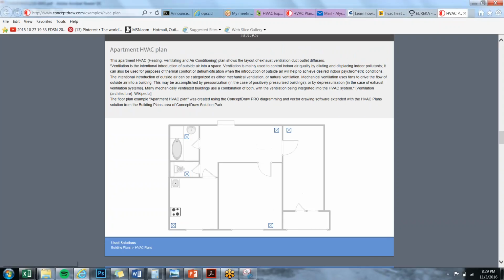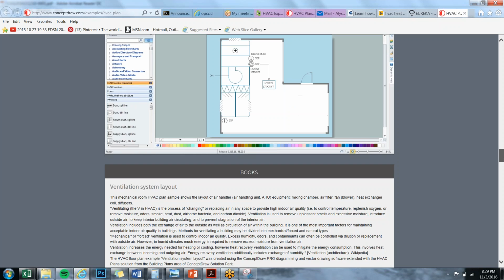So this is a good job here. This apartment HVAC plan shows the layout of exhaust ventilation duct outlet diffusers. Ventilation is the intentional introduction of outside air into a space. Ventilation is mainly used to control indoor air quality by diluting and displacing indoor pollutants. So it does a really good job at explaining why they have the layouts, what the different symbols are.